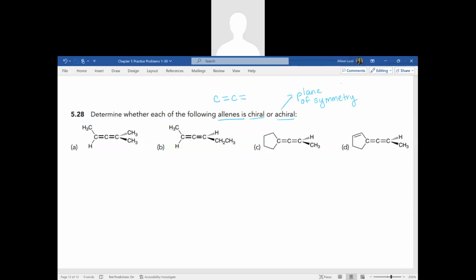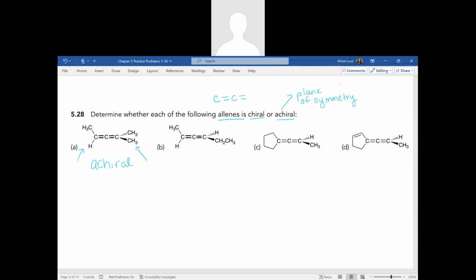So let's take a look at compound A. On this side we have two different groups. Over here we have two of the same group, two methyl groups on the right-hand side. But in order for this compound to be chiral, the two groups on the right would also have to be different. So due to that fact, we could find a plane of symmetry in this compound, and therefore this is achiral. This would not be chiral here.